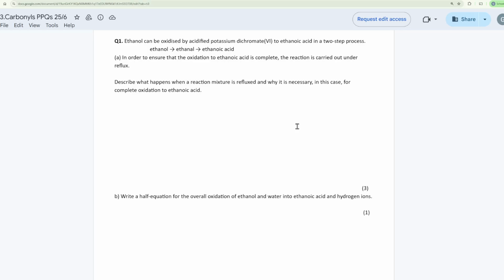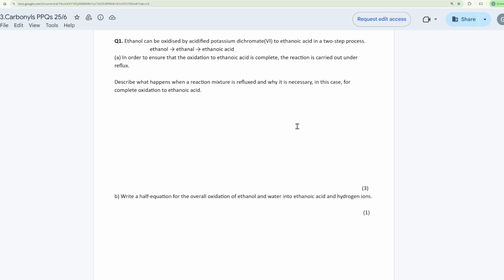So question one here. Ethanol can be oxidized by potassium dichromate to ethanoic acid in a two-step process. In order to ensure that the oxidation to ethanoic acid is complete, the reaction is carried out under reflux. Describe what happens when the reaction mixture is refluxed and why it's necessary, in this case for complete oxidation to ethanoic acid.